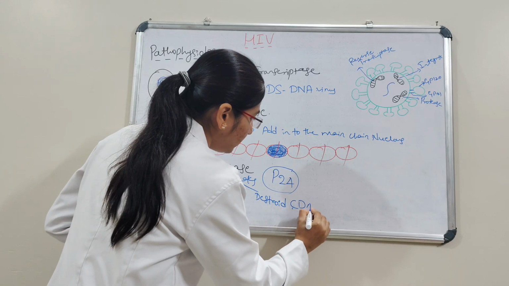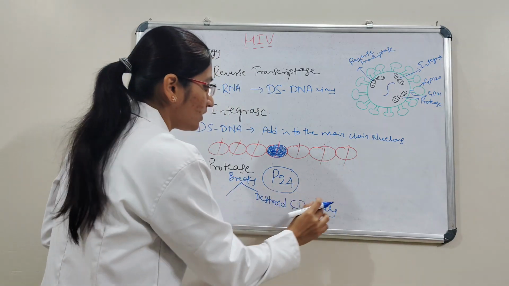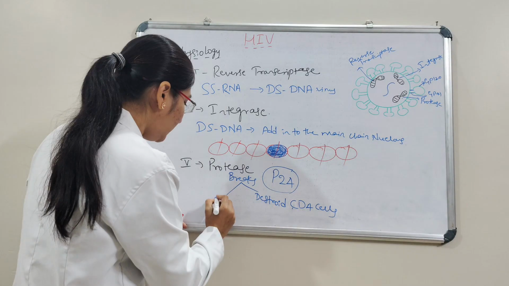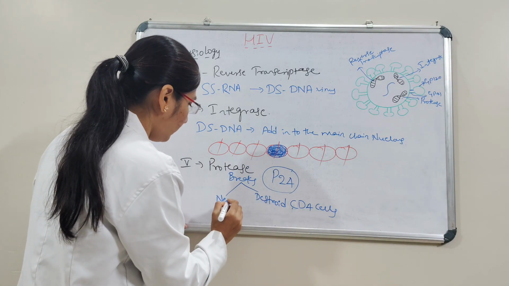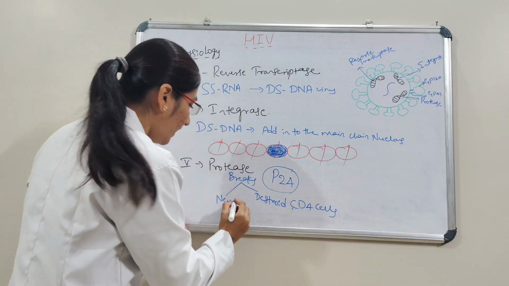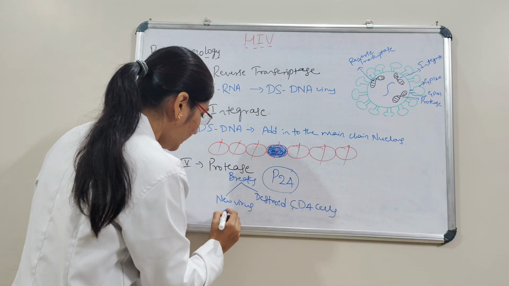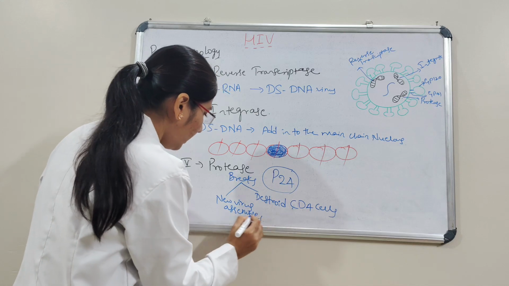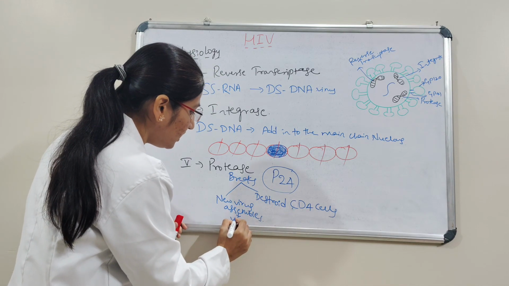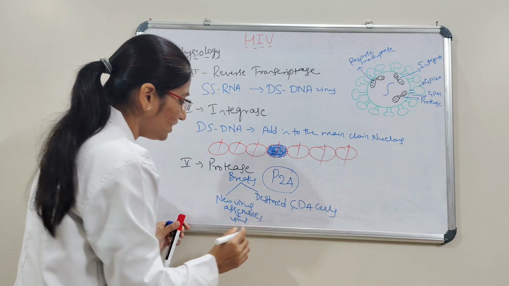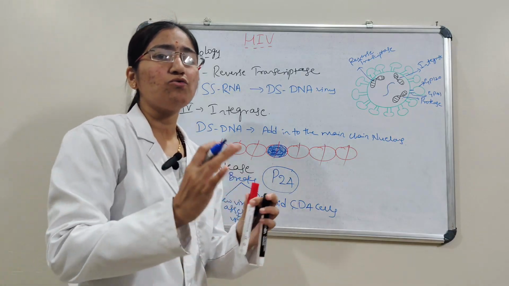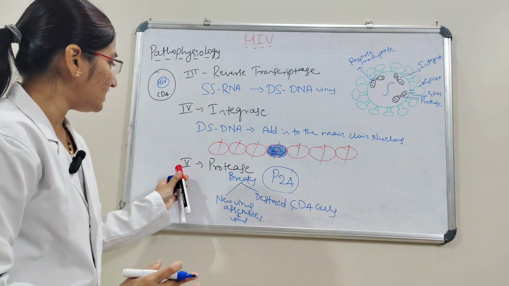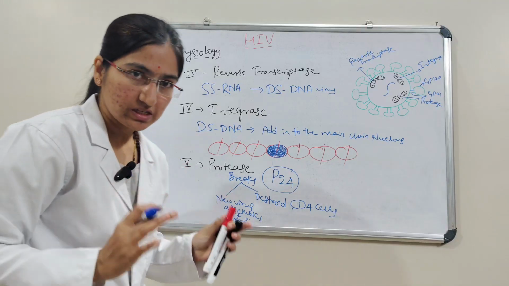The CD4 cells are destroyed, breaking into pieces, and then new virus assembles. New virus assembles, again breaking, and then new virus. That is the multiplication of virus, which takes place in the last stage, the fifth stage.